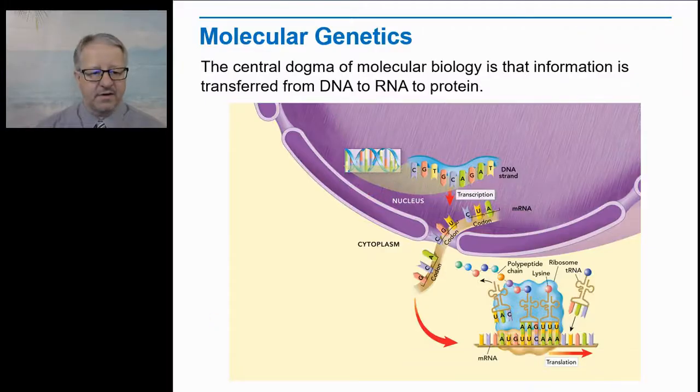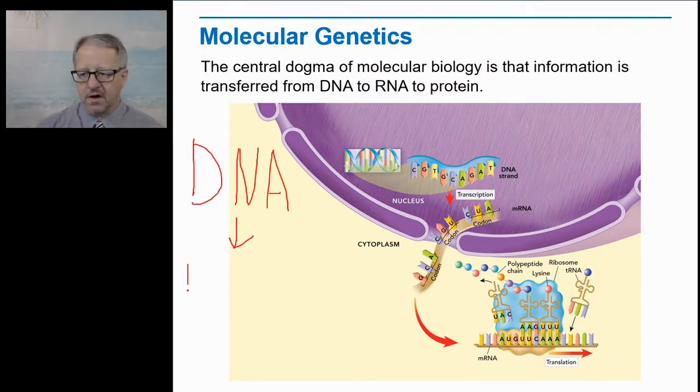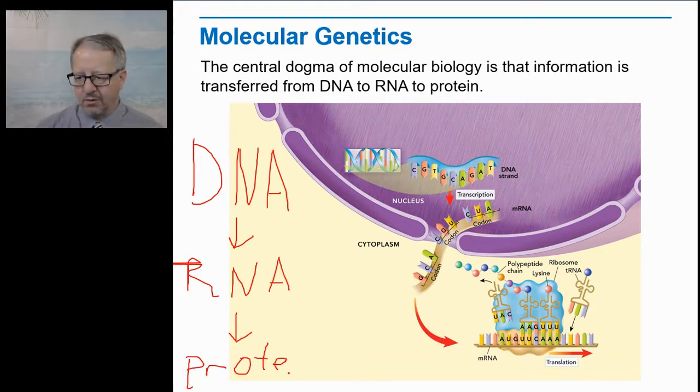We have DNA to RNA to protein. That is essentially the process, or what we would call the central dogma of molecular genetics. We go from DNA to RNA, that is transcription.